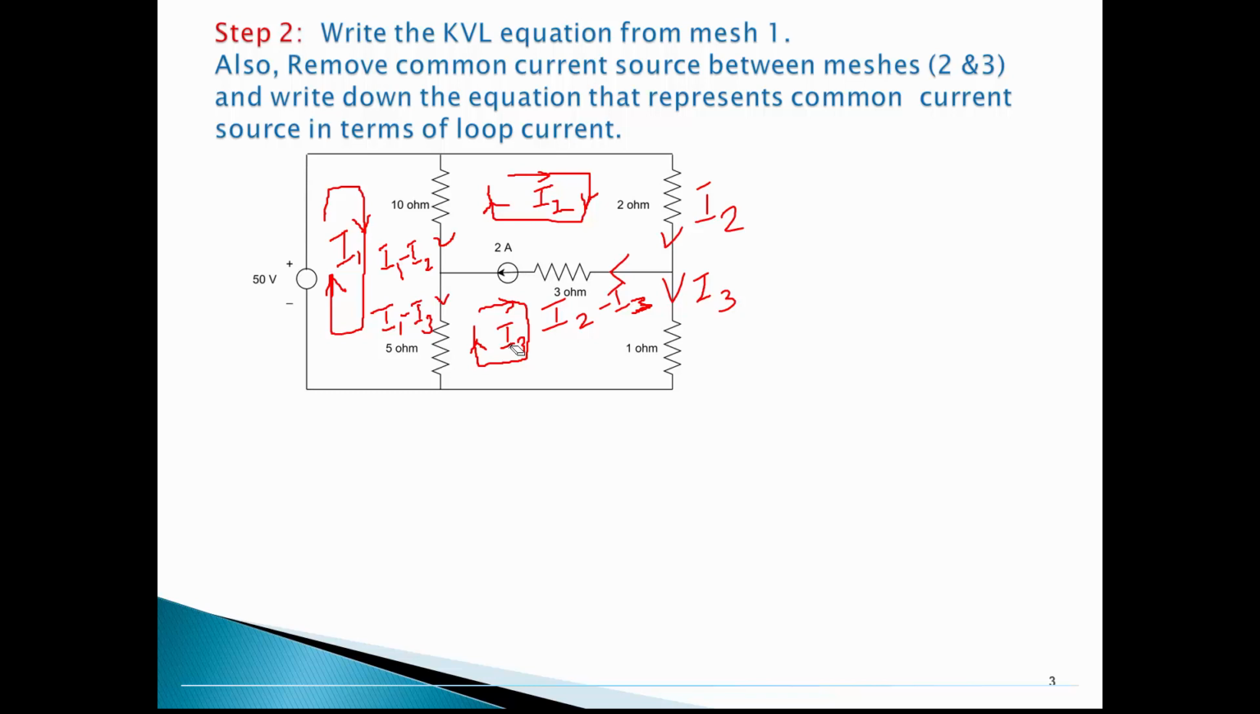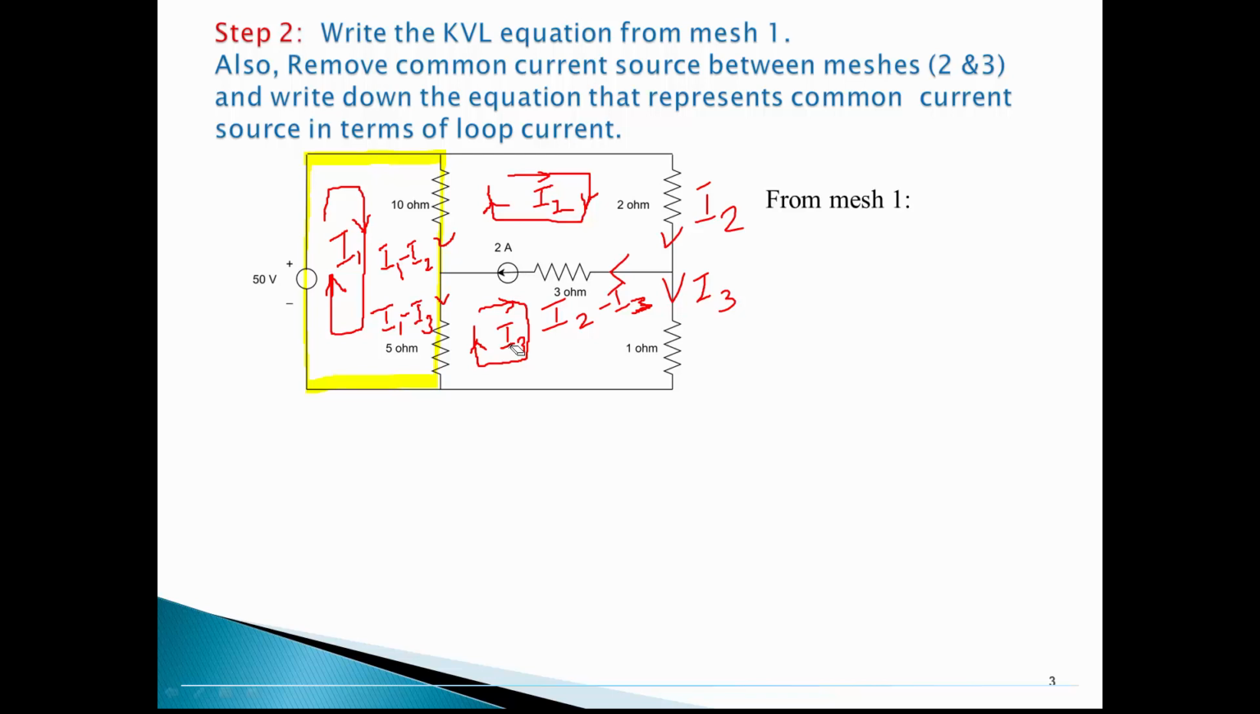Let's move on to step number 2. Write down the KVL equation for mesh number 1, and then remove the common current source between meshes 2 and 3 and write down the equation that represents the common current source in terms of loop current. Consider loop number 1. This is my loop number 1. Apply KVL on this, write down equation number 1.